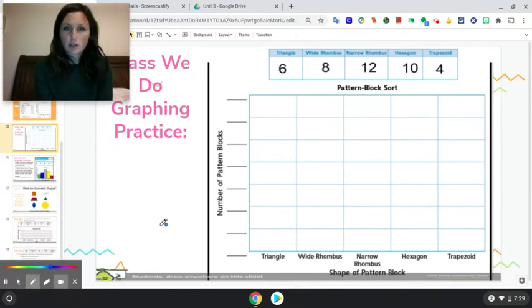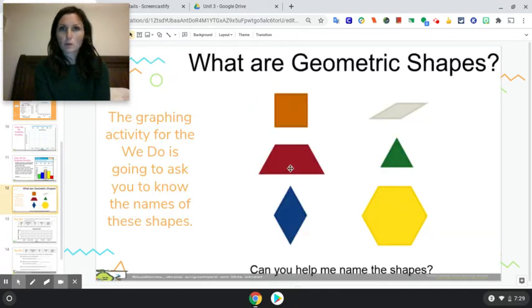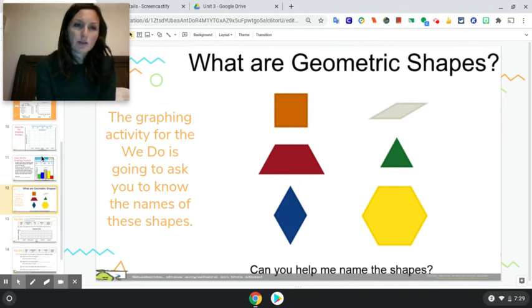So here it says, I have these different shapes, right? Because we are making a pattern block sort. We have these pattern blocks in our classrooms. You've probably looked at them when you were in school. And so these are the different shapes. So we've got our square, right, our trapezoid, right? We've got our triangle, our narrow rhombus, our wide rhombus. Okay, so we're going to be using those.